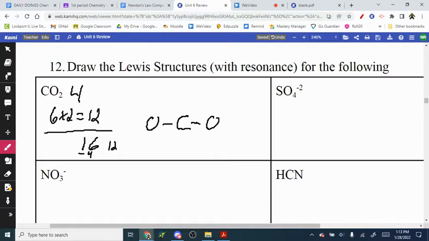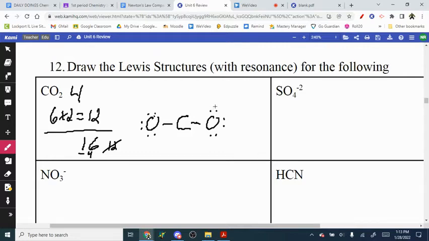There we go. 2, 4, 6, 8, 10, 12. Notice we distributed them to the outside. Okay. Now, we used all of our valence electrons. We have 0 left. So now we're going to check and make sure everything's happy. Oxygen's happy. It has 8 valence electrons around it. This oxygen's happy. It has 8 valence electrons around it. Carbon is not happy. It has 4 valence electrons around it.